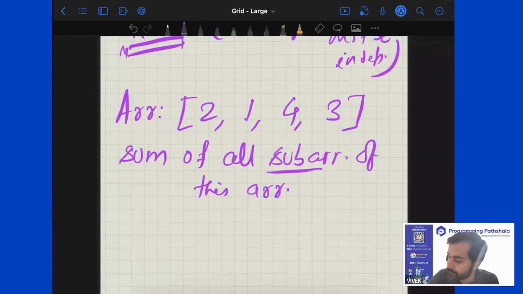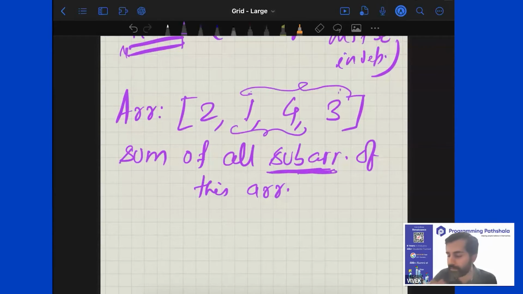What is the meaning of subarray? Subarray means array inside an array. Let's say this is an array. Inside this, there are so many other arrays, and a subarray has to be contiguous. That is a very important thing. By contiguous, I mean you can say that 1 comma 4 is a subarray, but you cannot say that 1 comma 3 is a subarray because 1 comma 3 is not contiguous. Yes, this entire thing is a subarray. 1 comma 4 comma 3 is a subarray, right?